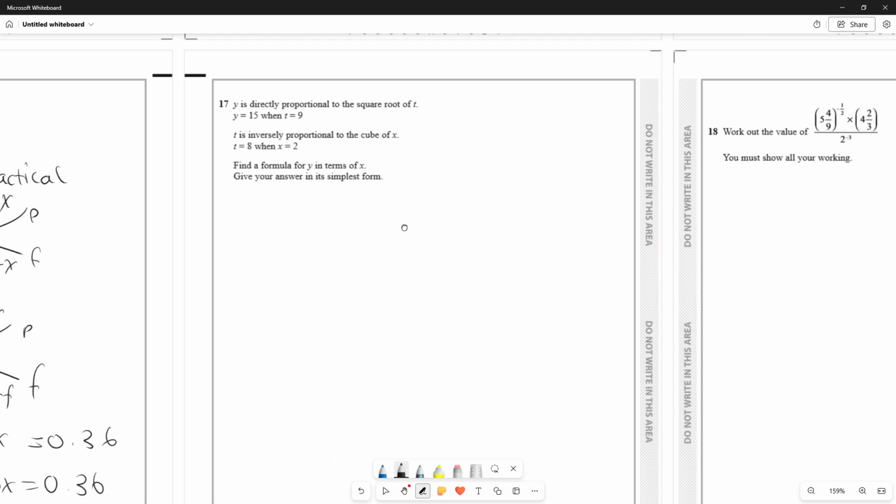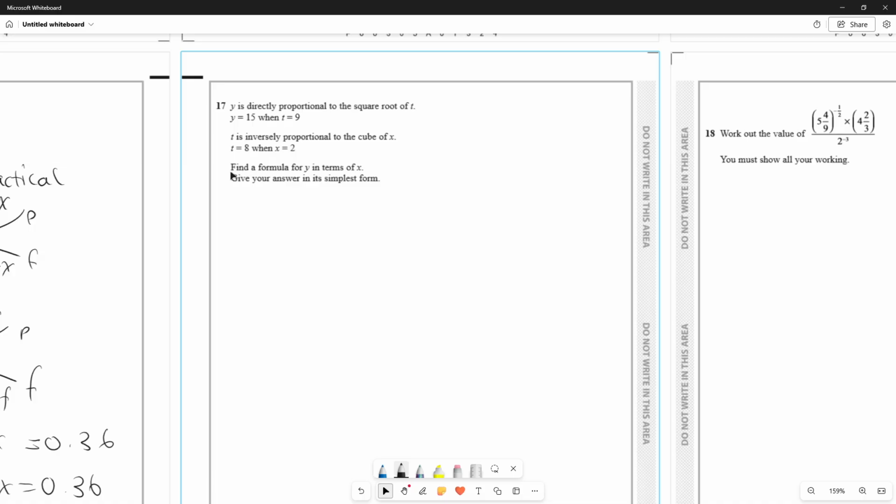17. This is clearly hard now because I absolutely hate these questions because they can absolutely throw you off. Y is directly proportional to the square root of t, and y is 15 when t equals 9. T is inversely proportional to the cube of x, and t equals 8 when x equals 2. Find the formula for y in terms of x. This involves two different equations and you have to combine them and it can be a whole mess.